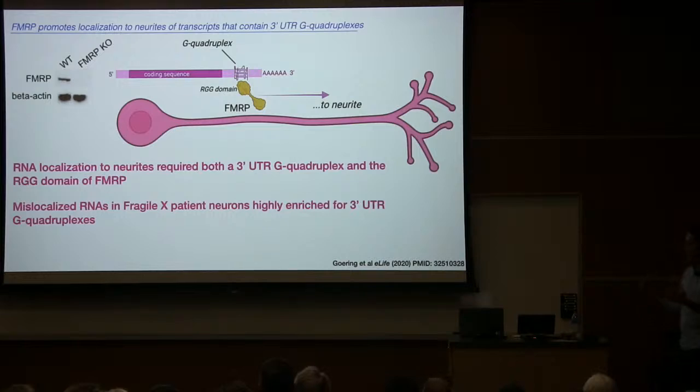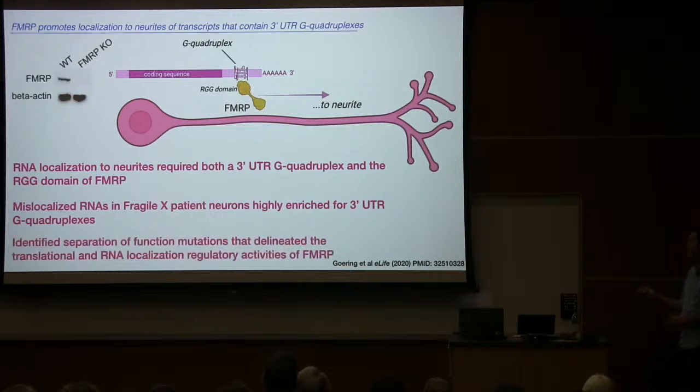We took iPS cells from Fragile X patients, differentiated them into neurons, and did the same fractionation and sequencing. The same messages that are mislocalized in our mouse culture system are also mislocalized in human Fragile X patient neurons. And she was also able to identify some separation of function mutations that separate the translational regulation role of FMRP from its localization regulatory role. So, this was 4 years of work summarized in a single slide, but the reason that I tell this to you is because we can do this for any given RBP. And in fact, we're working with others now.